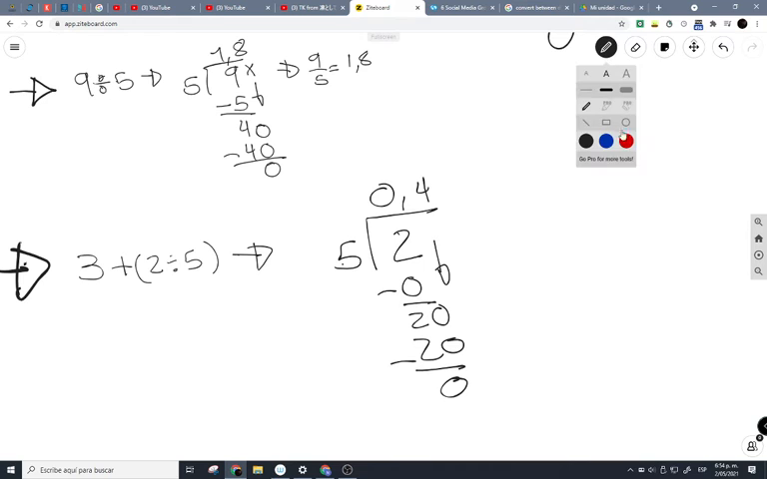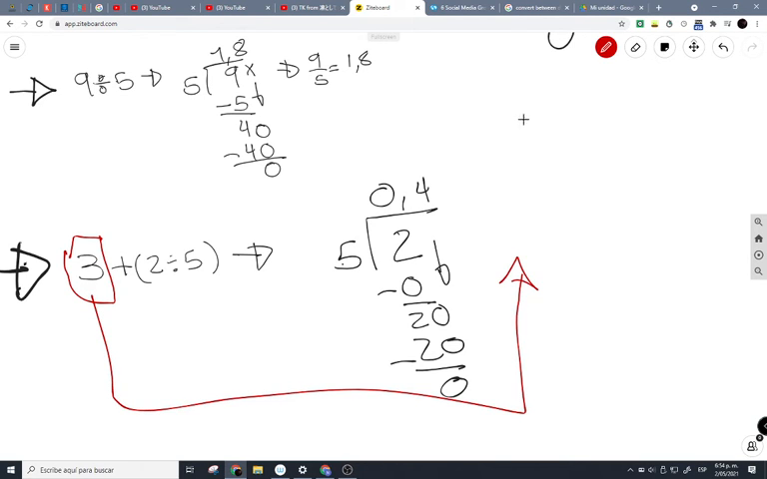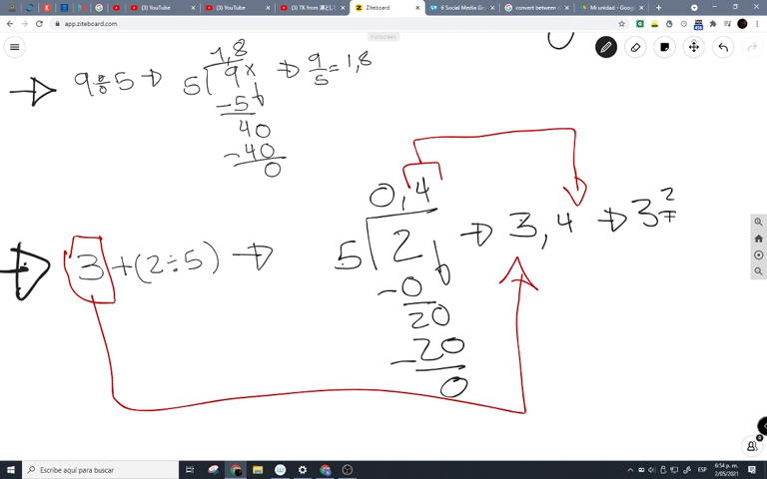So what happens? We are going to combine the first 3 that we had. Okay, we had this number 3 here. Sorry if I am being rude with the handwriting. So here's a 3, and we are going to put a comma, and after that we are going to take the part after the comma of this result, so it's going to be 4. Therefore 3 and 2/5, which was the original exercise, is the same as 3.4.